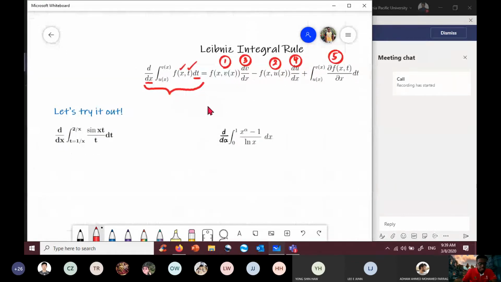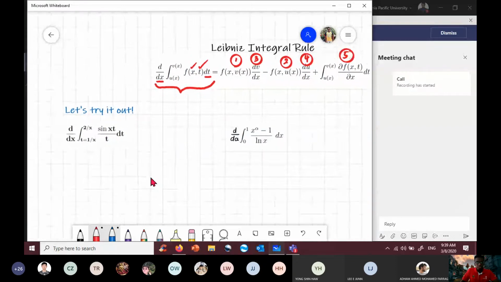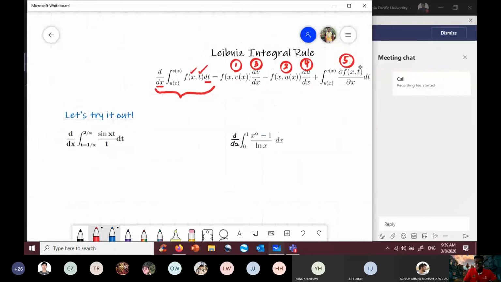Okay, this is an example where you have a d over dx. However, you are integrating with respect to t, and again, there's an x and t inside there. So it fits the scenario that we are dealing with right now. So how are we going to do that? Let's find the first five components.